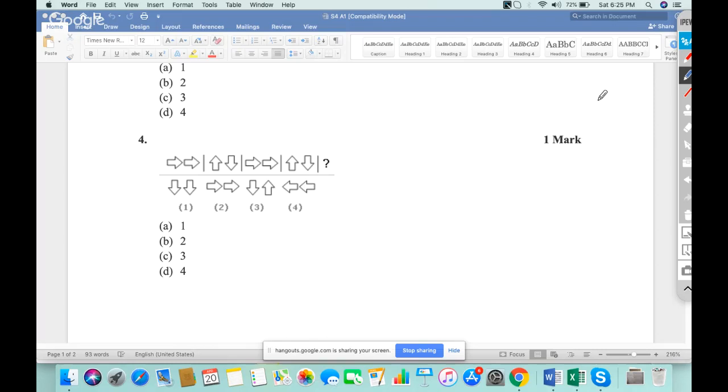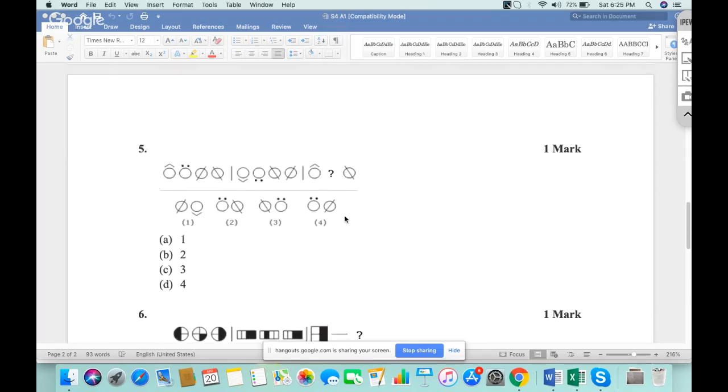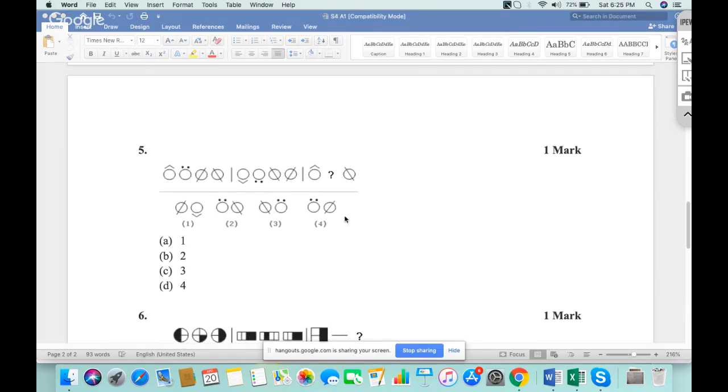So what is happening is, once it is facing right and then up and down, again it is facing right and up and down, so the next sequence would be facing down, which is the second in our option. So hence option 2 would be the answer. Now let's go to question number 5.